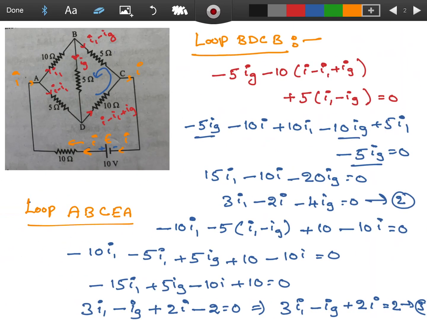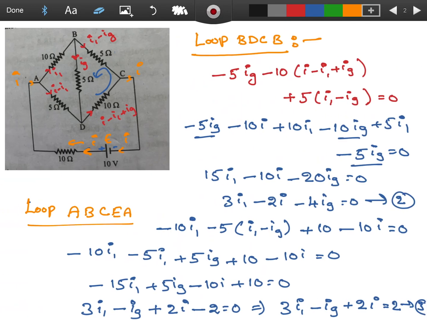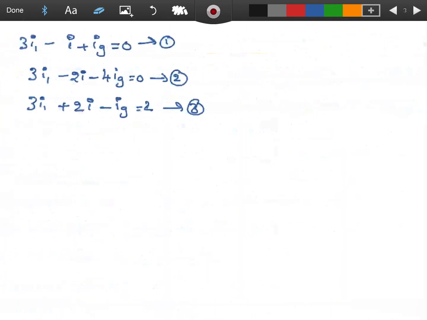Third equation: 3i1 plus 2i minus Ig equal to 2. Equation number 3. Okay, right. Now solve 1 and 3.